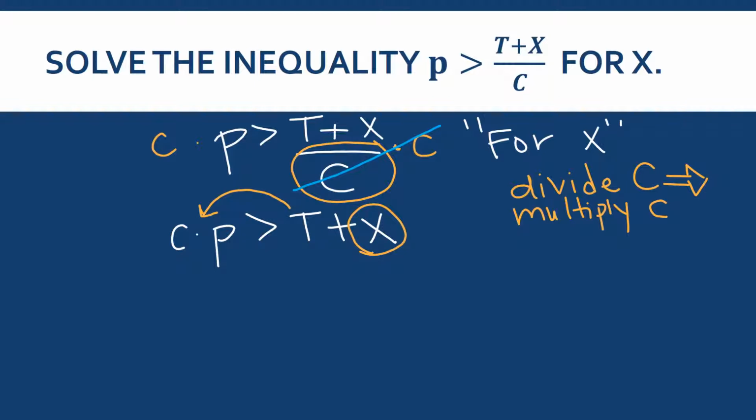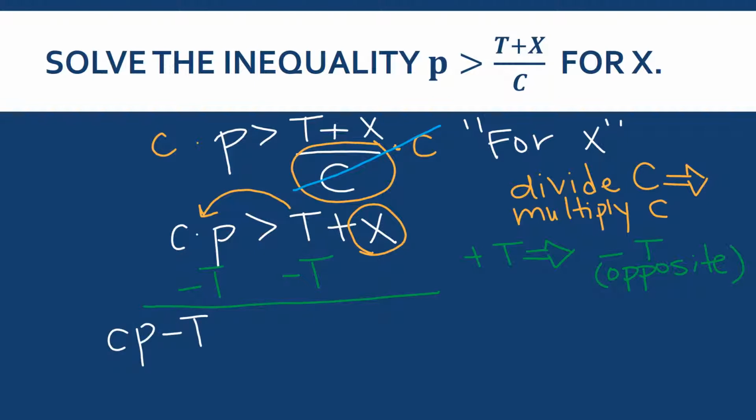And so to move a positive T over, we do the opposite, which means if it's a positive T, to bring it over, we subtract T. That's the opposite. So what we're doing now is we're going to subtract T from both sides of our inequality. All right, so what we have on the left side of our inequality is CP minus T. Just kind of going in order. I'm keeping this together, then I'm bringing this. All right, bringing my sign down.